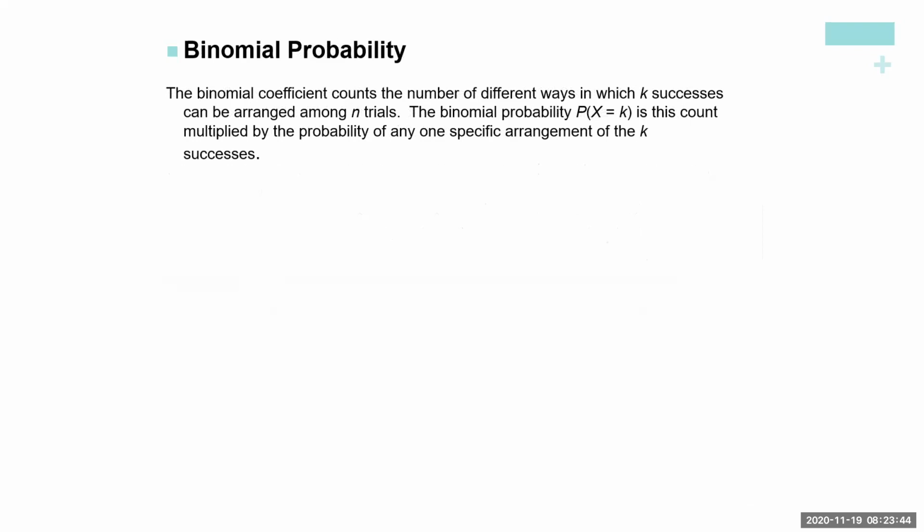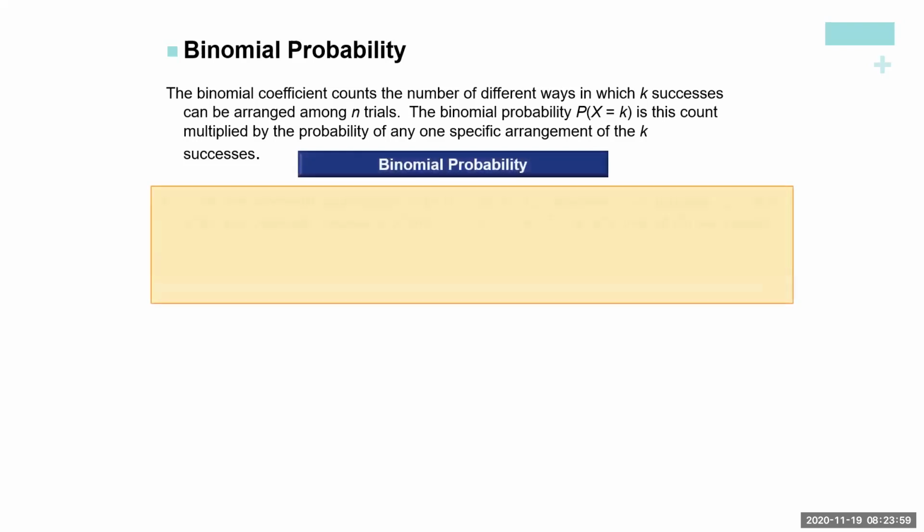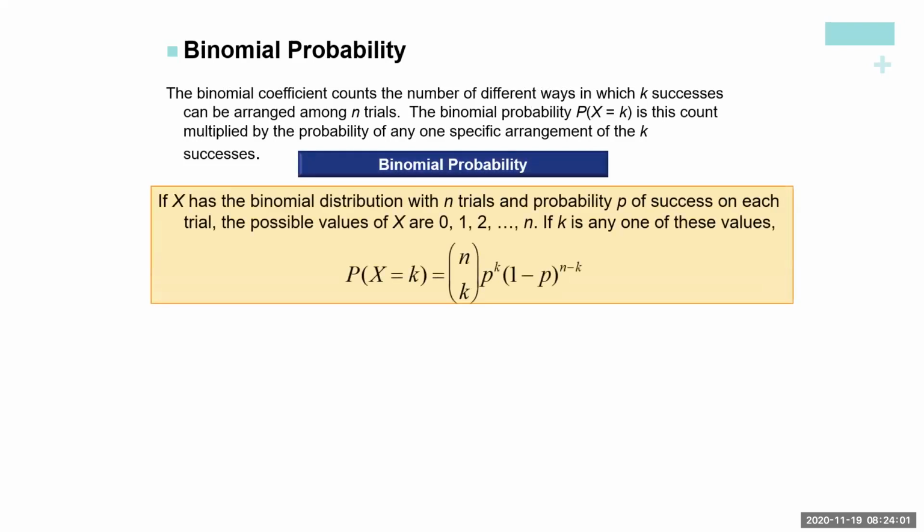So the binomial coefficient counts the number of different ways in which k successes can be arranged among n trials, and the binomial probability P(X = k) is this count multiplied by the probability of any one specific arrangement. So we can take the probability of success raised to the number of successes, times the probability of failure raised to the number of failures, and multiply that by the number of combinations, n choose k.